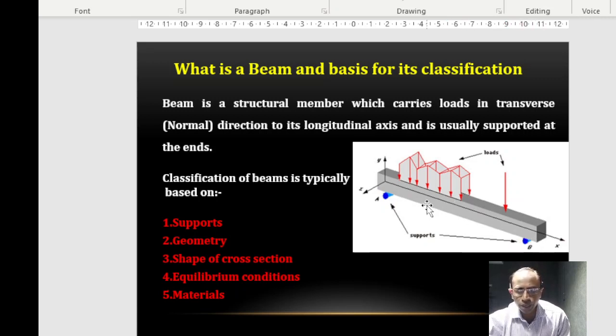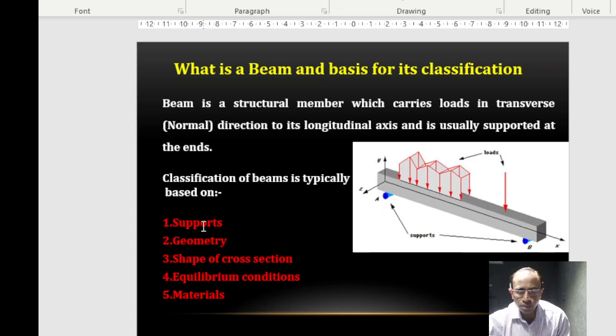So once the beam is defined, how is it classified? There must be some basis, right? The basis for the classification of the beam, these 5 points we have considered. There may be some other bases on which we can classify, but here only 5 factors are considered. What are those? One is supports, right? A beam is supposed to rest somewhere. Later on we will see what that support is and how the beam is classified based on the support.